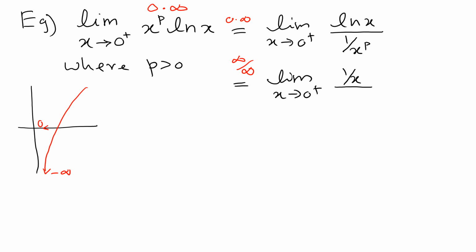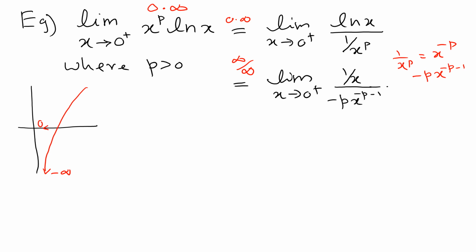So it's the limit when x goes to 0 plus, the derivative of the top is 1 over x, which we know, and the derivative of the bottom. To find it, we can rewrite 1 over x to the p as x to the negative p, and then use the power rule. According to the power rule, the derivative is negative p x to the negative p minus 1. So that's what you get as the derivative of the bottom.